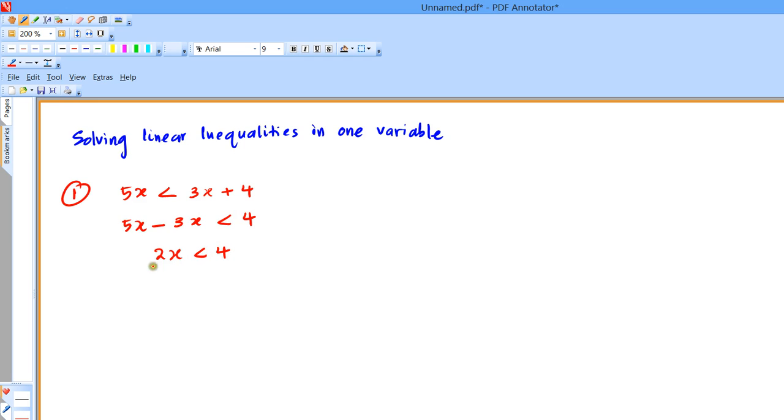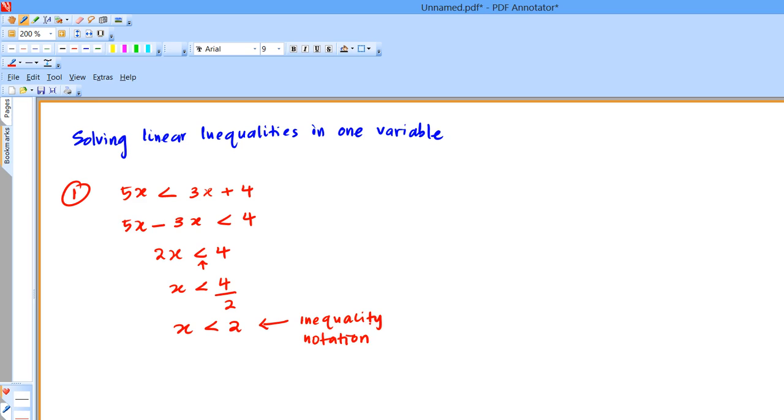If you divide by a positive term, there is no change to the inequality. But if we divide by a negative term, we need to change the inequality. So here we get x less than 4 over 2, or x less than 2. So x less than 2, this is the solution in inequality form, or inequality notation.